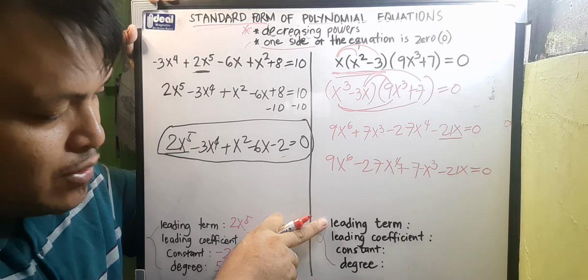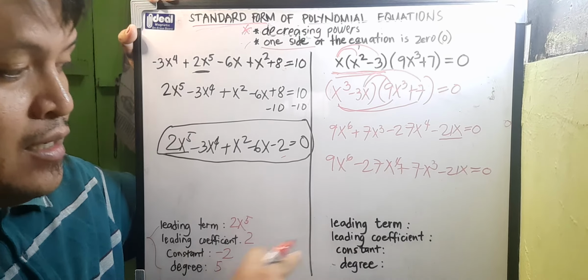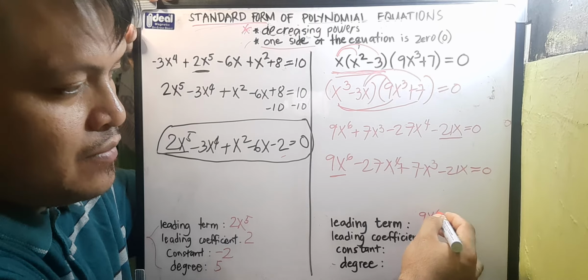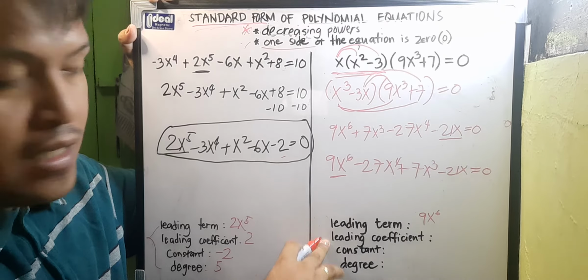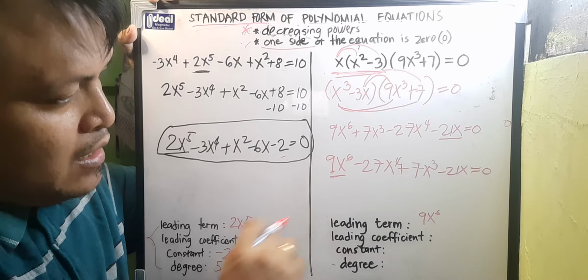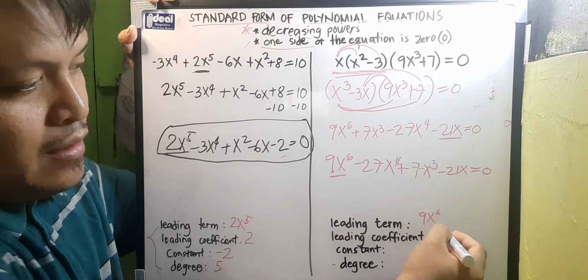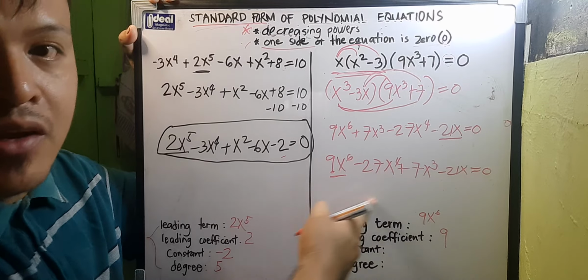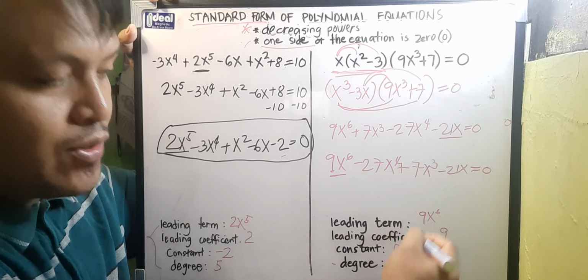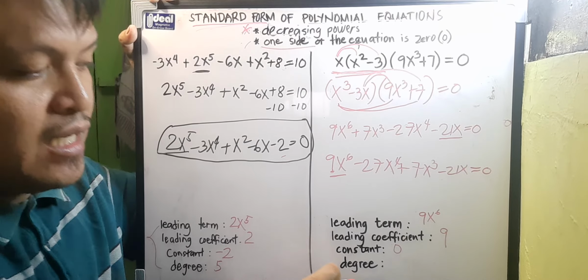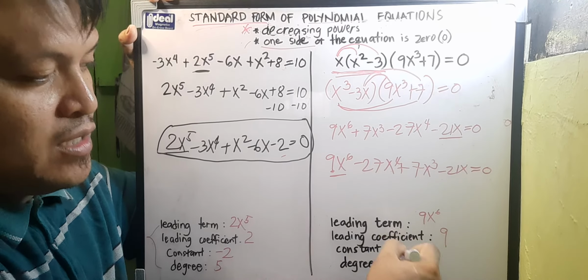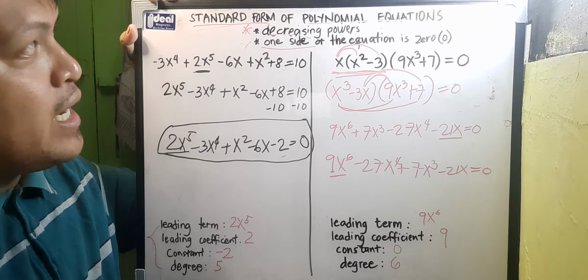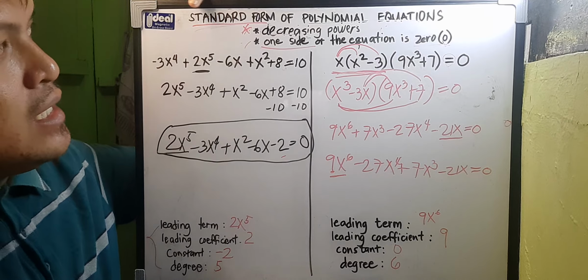So we can now identify this. The leading term is 9x raised to 6. Next, leading coefficient, it is the number beside the variable with the highest exponent. That is equal to 9. Next, the constant. Meron bang constant dito yung walang variable? Wala. So, we can write that as 0. And next, the degree is the highest exponent, which is equal to 6. So, that is how we write polynomial equations in standard form.